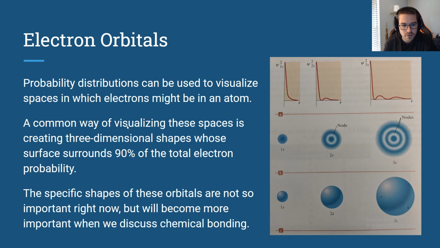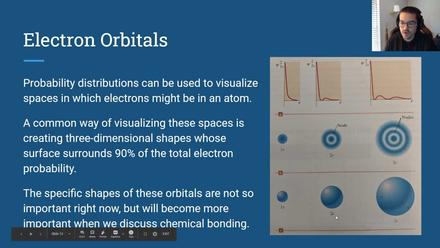A common way of visualizing these spaces is creating three-dimensional shapes whose surface surrounds 90% of the total electron probability. That's what is depicted here in this bottom picture. Okay, and this is what you might have seen before when looking at different electron orbital shapes in the past. What this means is that based on the math and the probability distribution, 90% of the time we would find an electron inside of this enclosed space.